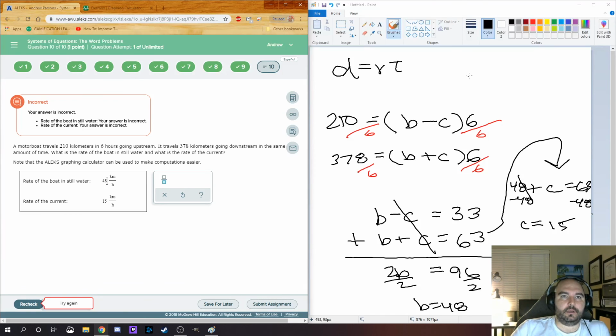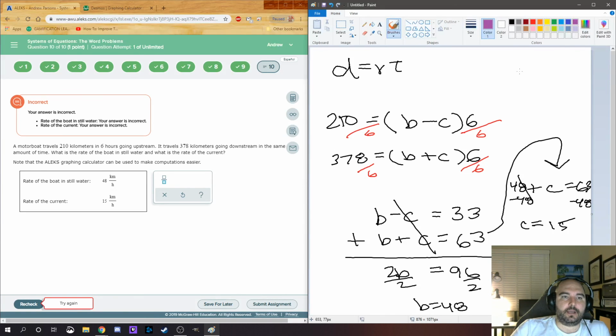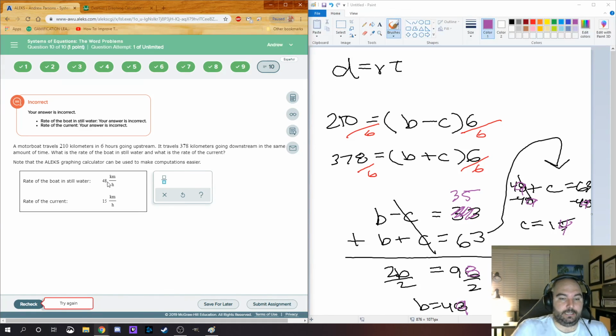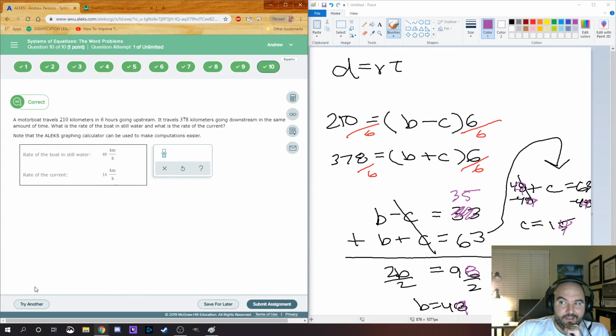Oops, it's upside down. When you suck, you gotta admit it. This was not 33. This was 35. So sorry. I didn't do 210 divided by 6 correctly. And that would give me 98. And 98 divided by 2 would be 49. And then when I minus 49 on both sides, I would get 14. Sorry, it's 49 and 14. Maybe I should have checked my math first, huh? Okay, two misses would have definitely made me a little spooked.